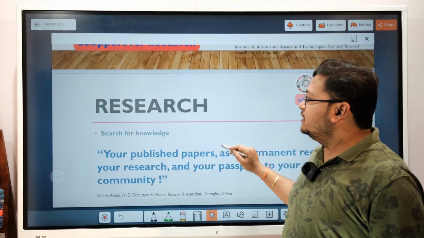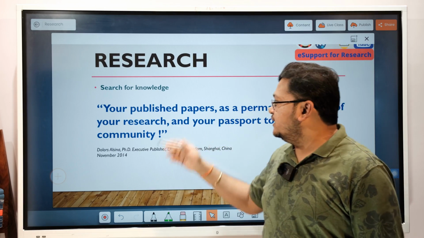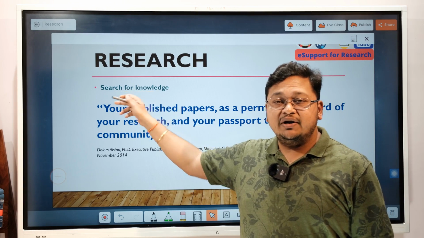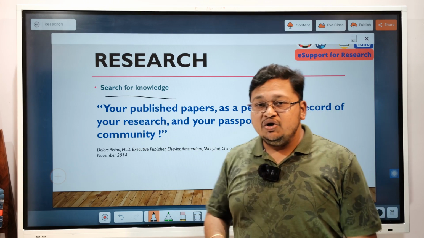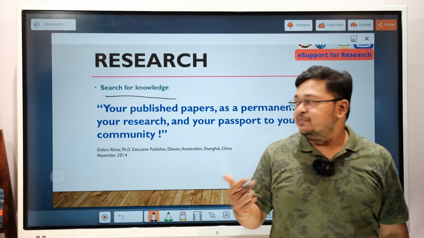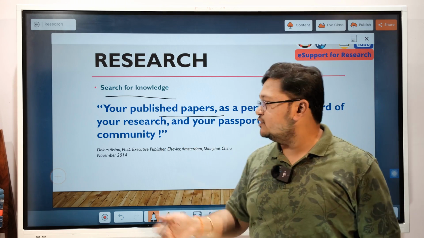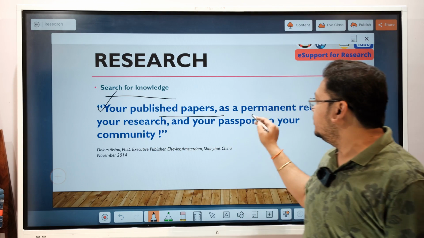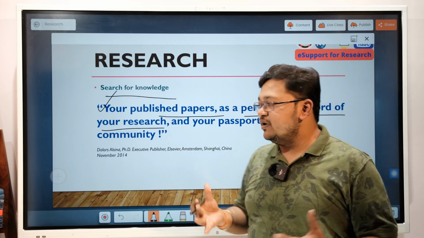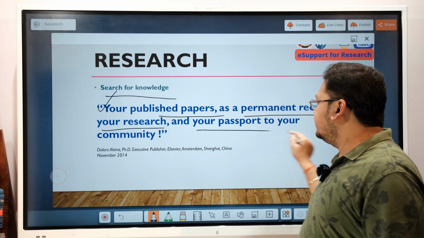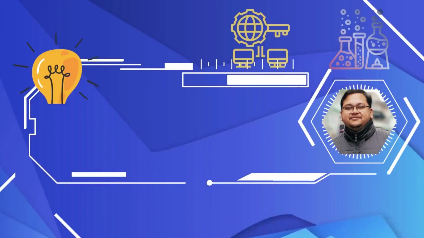First thing that you should understand is that when you are doing research, you are in search for knowledge. And when you are in search of knowledge, your research outcome can be the paper that you will be publishing. So your published article or paper will be a permanent record of your research which you will be doing or which you have done, and it will give you a passport to enter into the scientific community.